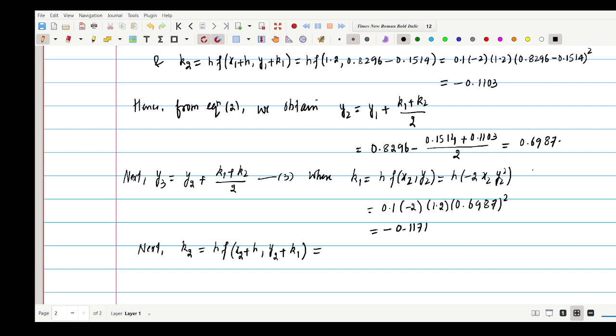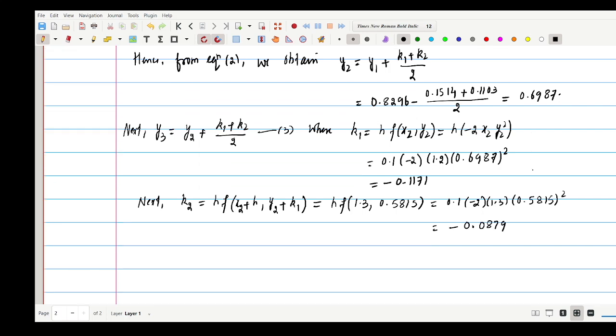Now using this value here we get h into f of 1.3, y2 plus k1, 0.815. Now this is equal to 0.1 into minus 2 into 1.3 into 0.5815 whole square. Okay, now this finally becomes minus 0.0879. So therefore we can finally arrive at finding the value of y3.